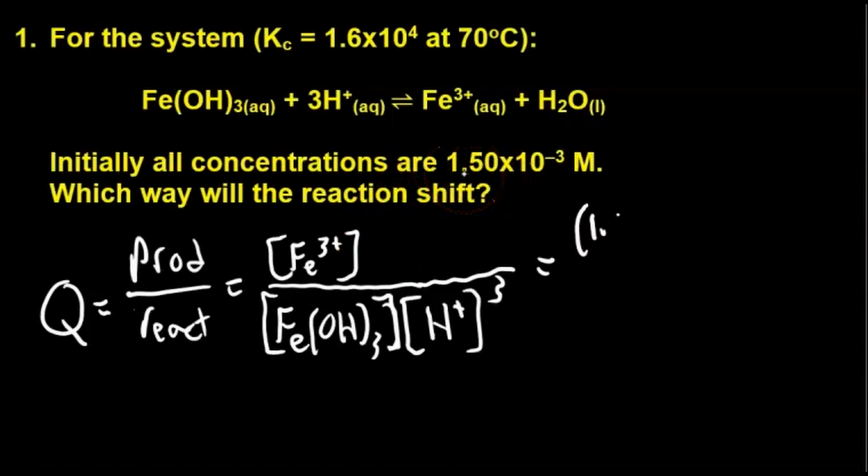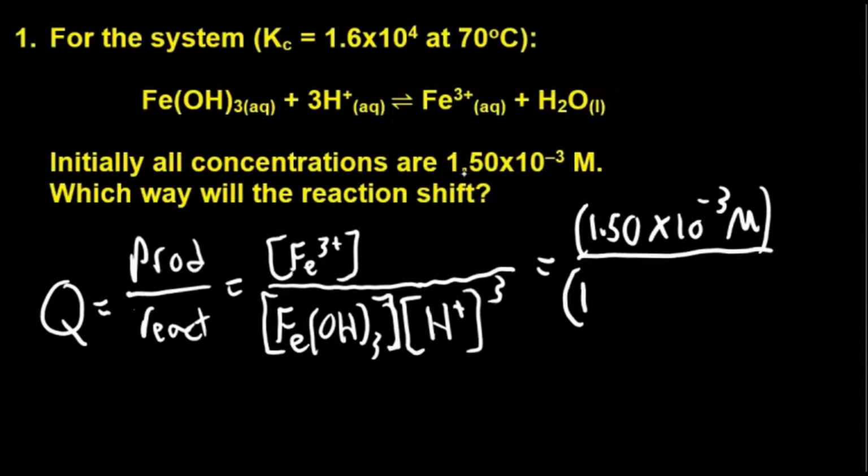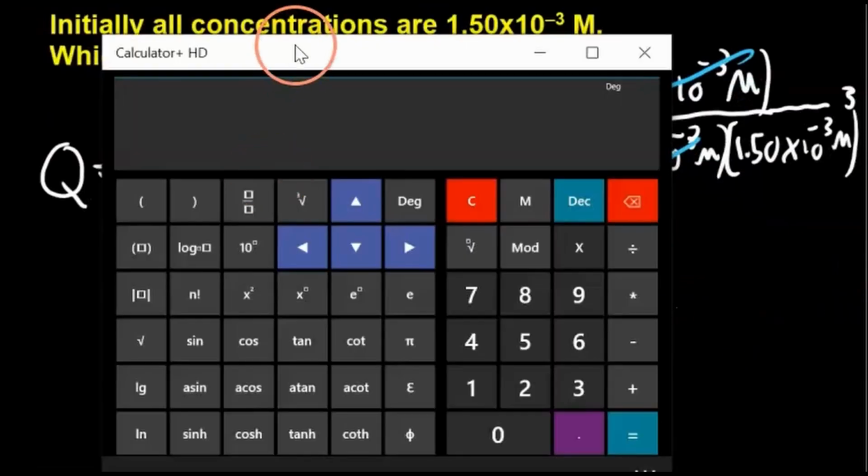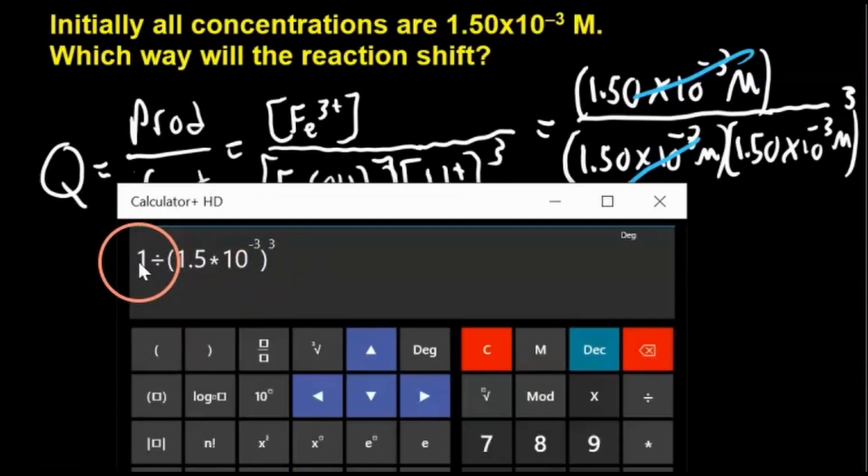So it's 1.50 times 10 to the negative 3 molarity, all divided by 1.50 times 10 to the negative 3 molarity, and then lastly 1.50 times 10 to the negative 3 molarity, and this is cubed, to the power of 3. We can do some of this in our head, and we can cross these out. So we have 1 over this cubed. I'm going to plug that into our trusty calculator. So we got 1 divided by 1.5 times 10 to the negative 3, cubed.